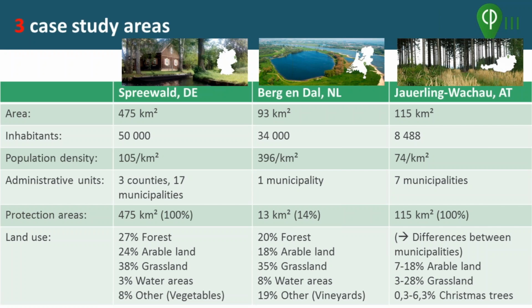And every region had a very specific type of land use. For example, in Spreewald, they grow vegetables, a lot of gherkins there. Then in Berg and Dal, they have vineyards, so they produce wine. And in Jauerling-Wachau, one special thing is that they produce Christmas trees in this region.